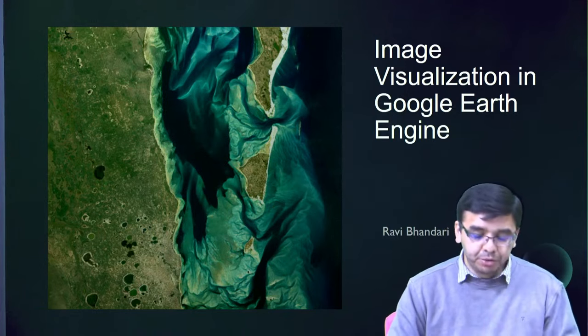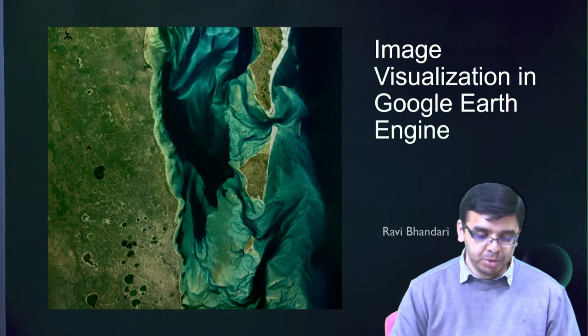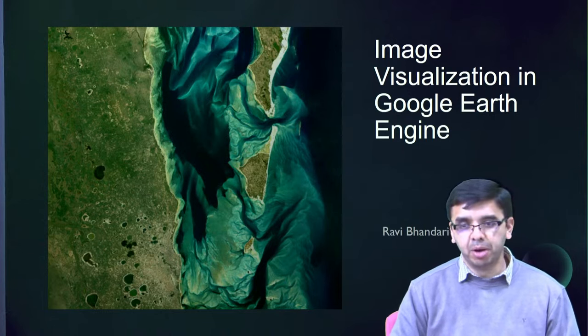In today's session, we will see how to search for specific images of different satellites or different data available on Google Earth Engine, and we'll see how to visualize those images, maybe a single band image or a multi-band image.